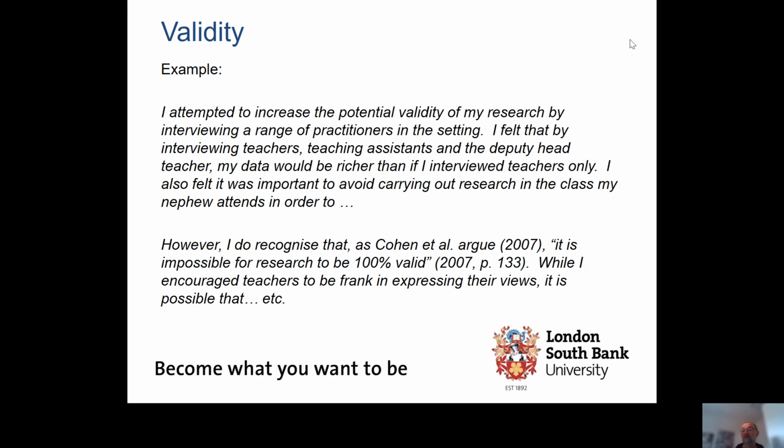So obviously, avoiding a situation in which your personal responses might get in the way is something to think about. However, I do recognise that, as Cohen et al. argue, it is impossible for research to be 100% valid. Note that's a direct quote there, so obviously you need the year and the page number.